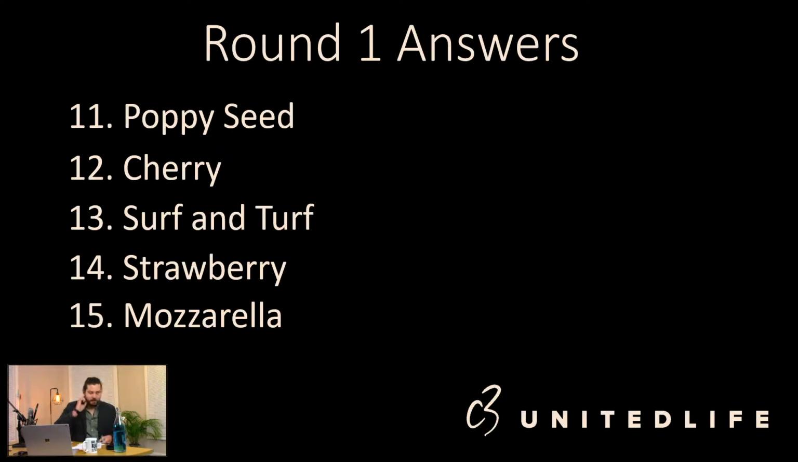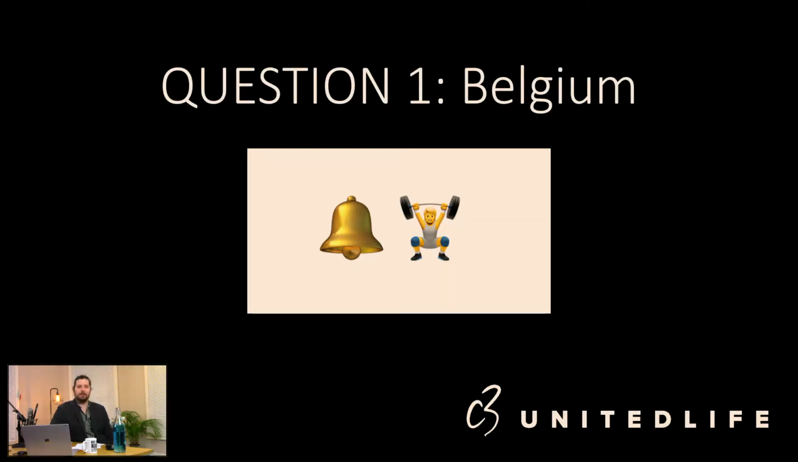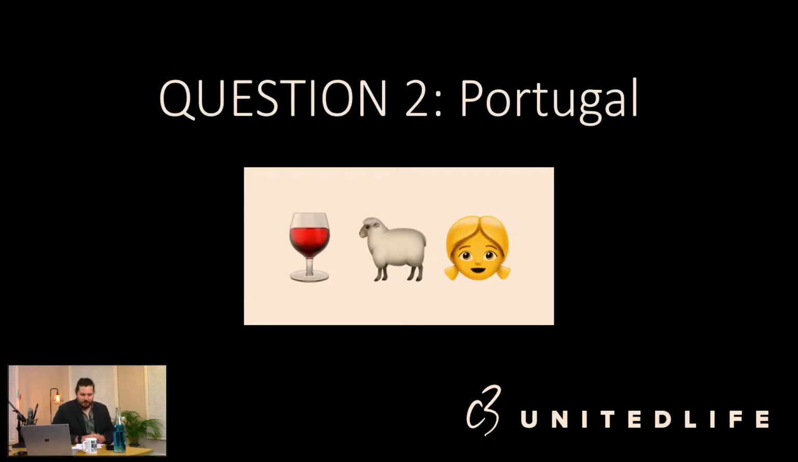On to the emoji round. Which country is represented by these emojis? We've got a bell and a man working out, potentially in a gym, just not right now. You put together the two, and the answer to question 1 is Belgium. Question 2, emoji round. We've got wine, sheep, female. It is fortified wine, so that would be port. A female sheep is called a ewe, and that's just a good gal we've got there. Port, ewe, gal, Portugal is the answer to question 2.